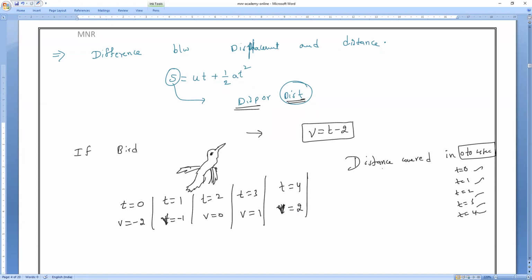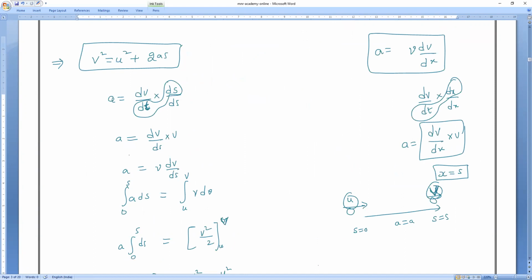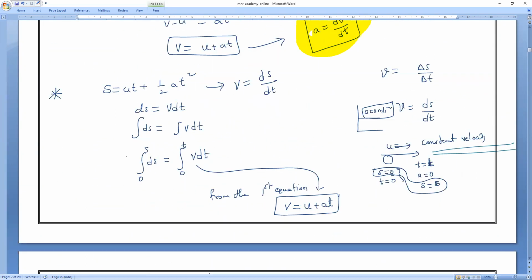So what question are they asking? Distance covered. Let us see. We all solved it actually. What is the distance covered formula? S equals the integral of v dt. Actually ds equals v dt. So S equals the integral of v dt. That is what you have to remember.